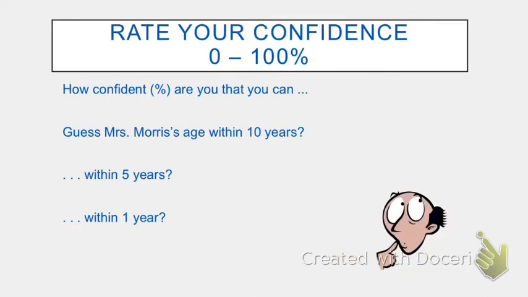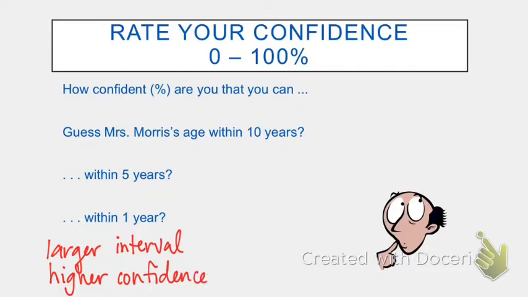So I'm going to write that down. I want you to say larger interval is higher confidence, and then a smaller interval is lower confidence. You could also use wider and narrower if you wanted.